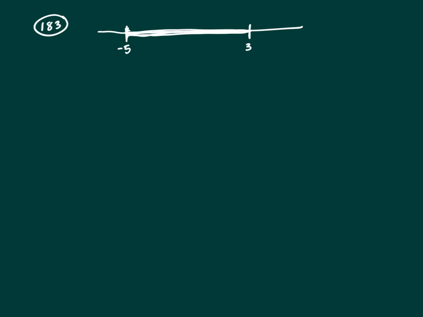We're trying to figure out which of the following represents the shaded area, and the shaded part of the number line is in between and including -5 up to 3. So let me show you what these absolute value inequalities mean.